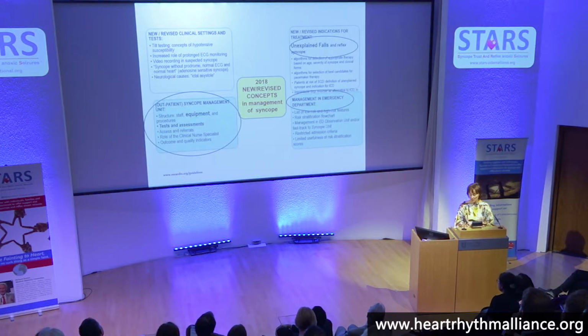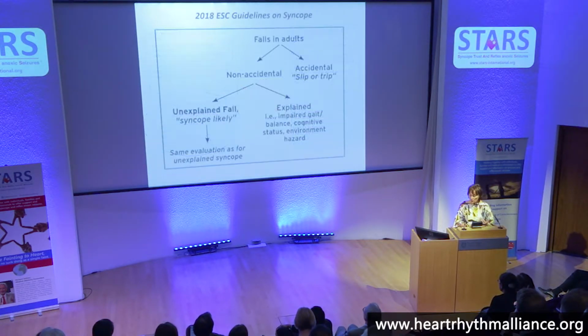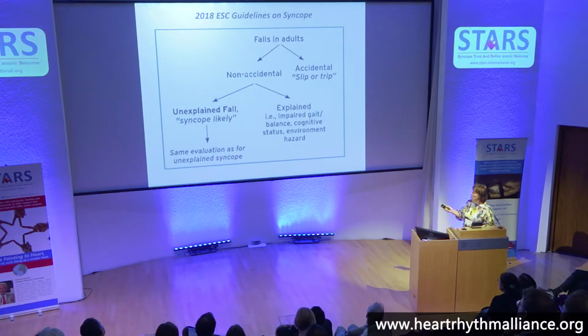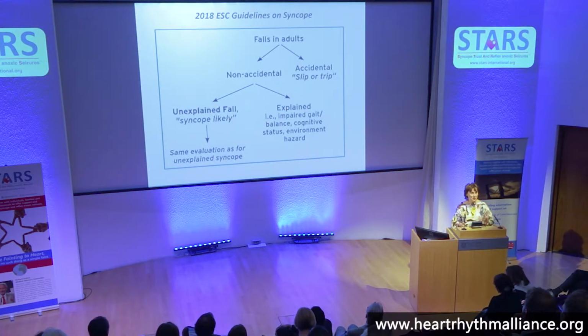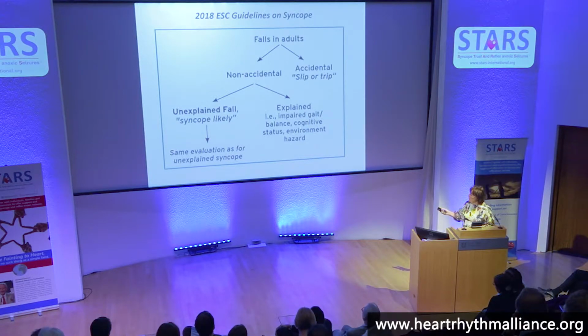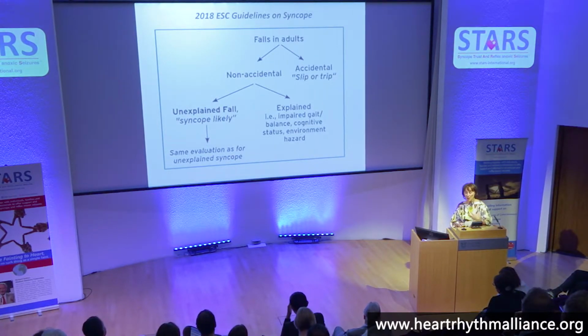And there are some really nice criteria in these new guidelines with respect to how to manage both of these issues in the emergency department. I don't have time to go into these in detail, but I highly recommend them, and they're on the web. And with respect to falls, this is the algorithm that we've applied in the ESC guidelines. Falls in adults, if it's non-accidental, explained fall, unexplained fall, non-accidental, so not a slip or a trip, an unexplained fall, syncope likely, like in our porter gentleman, then the evaluation should be the same as for cardiovascular syncope. If it's explained, impaired gait, balance, cognitive status, environmental hazards, you can still probably have an explained fall with these criteria, which may have elements of hypotension, underscoring the fall susceptibility. But anyway, we came this far, which is a major step.